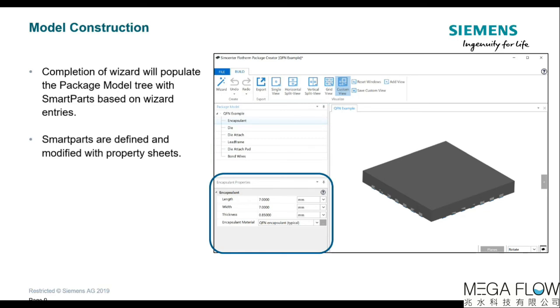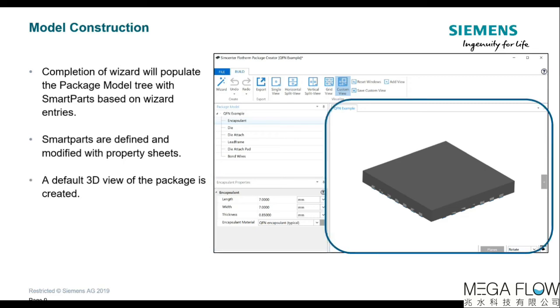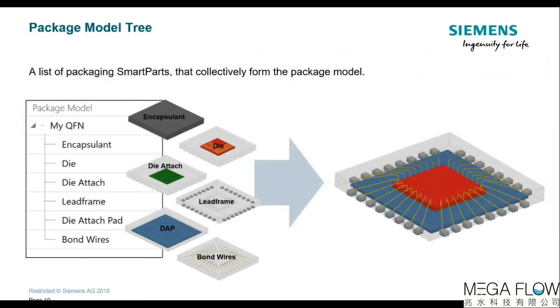Each smart part has its own property sheet. Individual dimensions, materials, etc. can be altered at this stage depending upon the user's requirements. A three-dimensional view of a package is displayed, which can be moved around the screen to view from different angles. Additionally, items can be hidden or made transparent to view the internal parts of a package. Once the user is happy with their settings, the complete package can be exported from Simcenter Flotherm Package Creator and subsequently imported to Simcenter Flotherm XT.